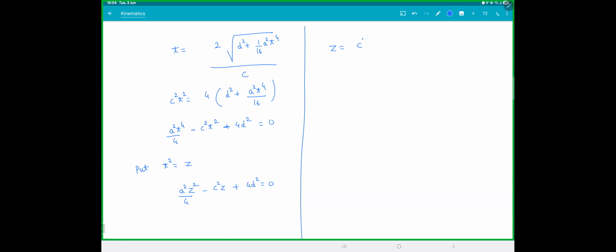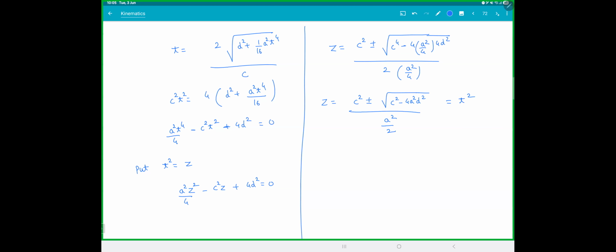So the roots of z will be c square plus or minus root over c power 4 minus 4 times a square by 4 times 4d square, by 2 times a square by 4. This would be c square plus or minus the root of c power 4 minus a square d square, by a square by 2. This is z, but what is z? t square. So we need our time to be positive. I think there are two roots actually.